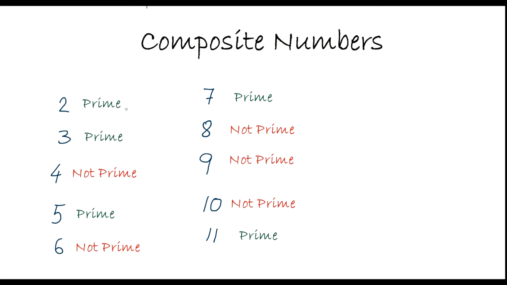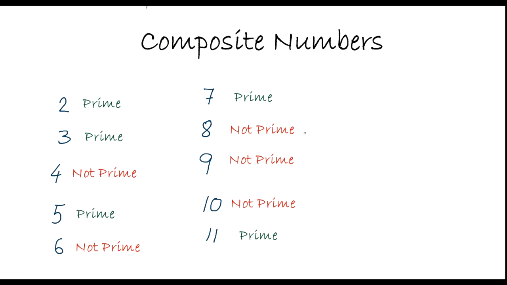Let's have a look at the numbers. Earlier we have checked for the prime numbers. Some of them were prime numbers and some of them were not prime numbers, right? And the numbers we have here, those are not prime numbers. Those are actually composite numbers. Composite numbers have more than 2 positive divisors.